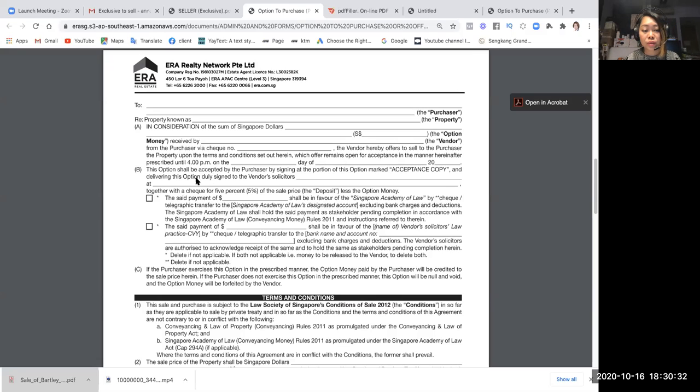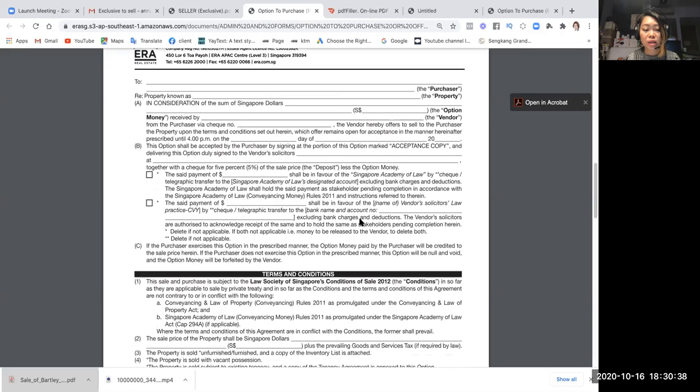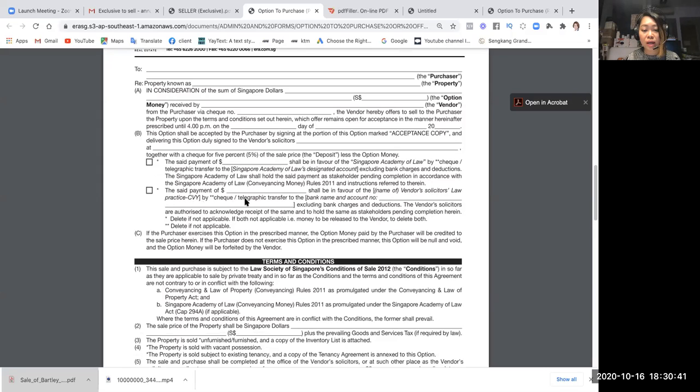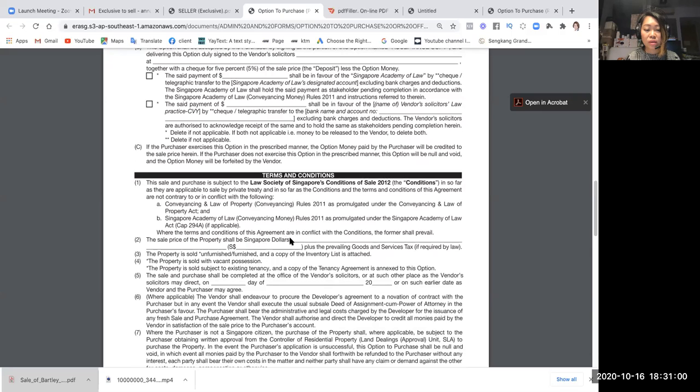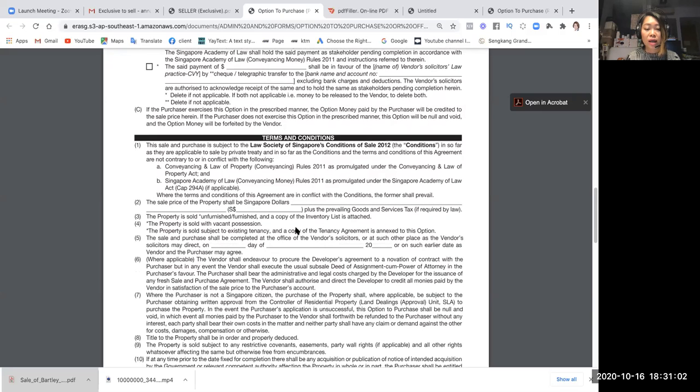Okay. So the said payment will be in favor of Singapore Law Academy, or by the CVY account if the customer is keen to put it under the lawyer's account. But usually we will not advise, and leave it to the seller's side to agree on which one he prefers. So mainly what to take note of is the sale price, which is how much. And if it's a company, usually there's a GST. If a company owns the property, there is sometimes supposed to be GST, but if not, then there isn't.